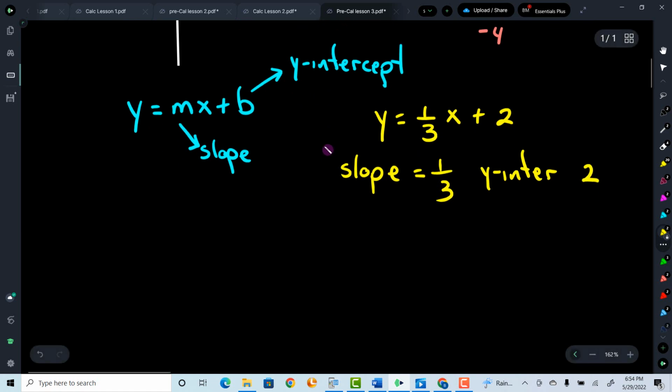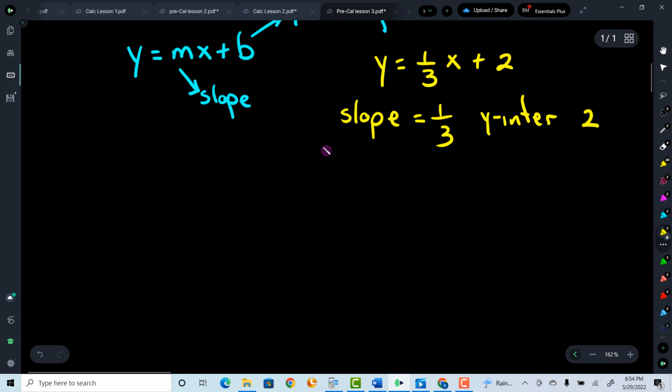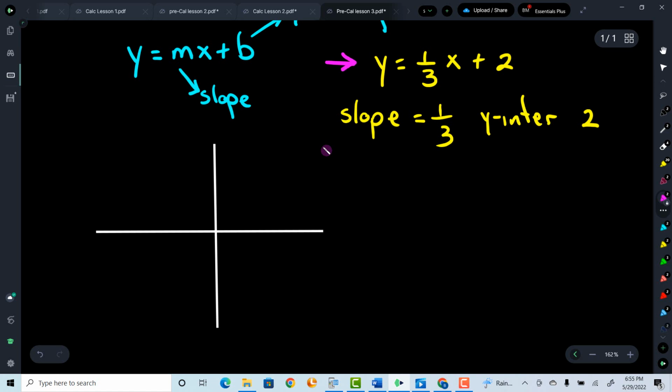Now, in Algebra 1 and 2, we just let you say it like that, y-intercept is 2. But let's actually look at the graph and see what's going on. So just a couple reminders. First off, I know that this is linear, which means it's a line. I know that because it's in the form of y equals mx plus b.